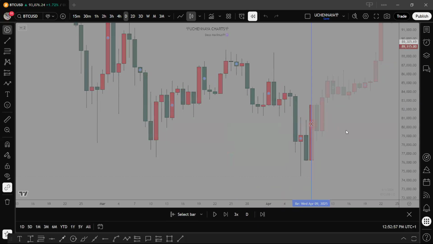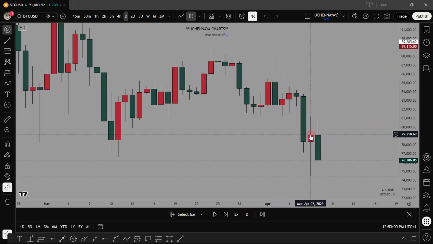Now this is your daily resistance, right? The next candle is supposed to come into this level.